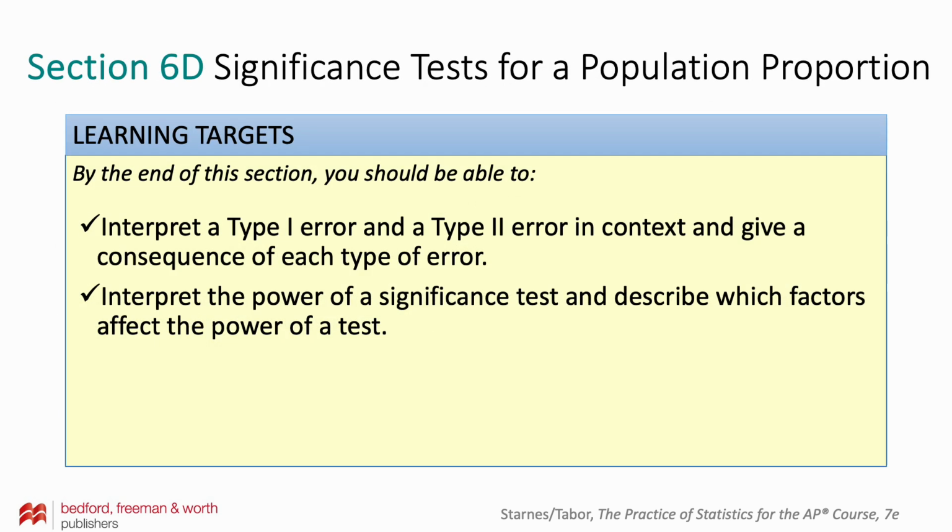And these were our learning targets. Hopefully we'll work with this more in class, but we learned how to interpret a type 1 and a type 2 error and look at consequences. We also learned how to find the power of a significance test and describe which factors affect the power of a test. And that is it for Unit 6.